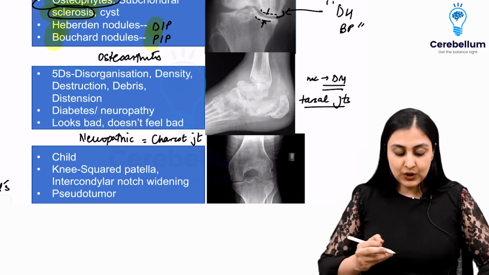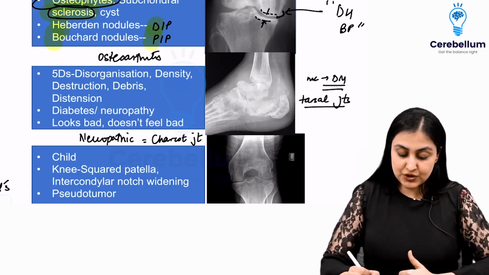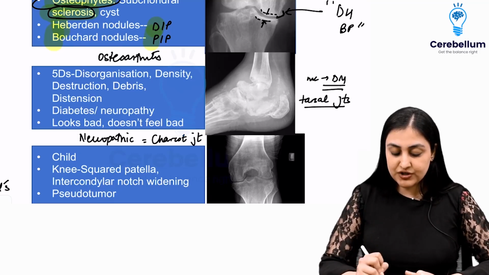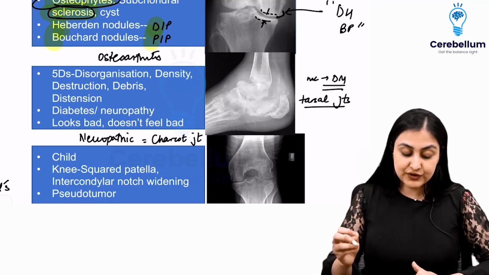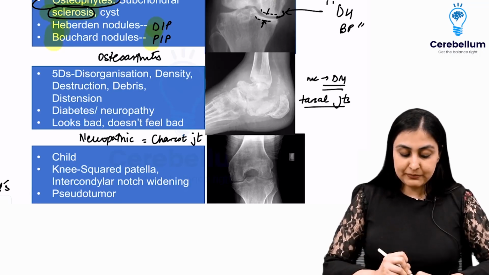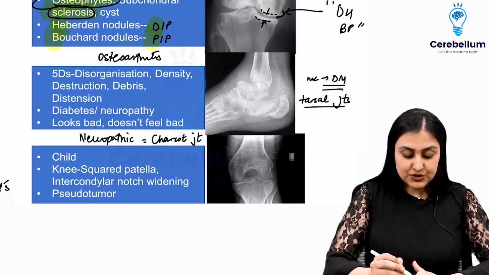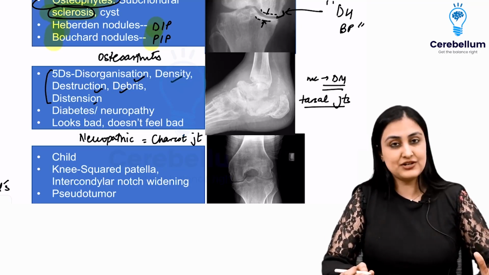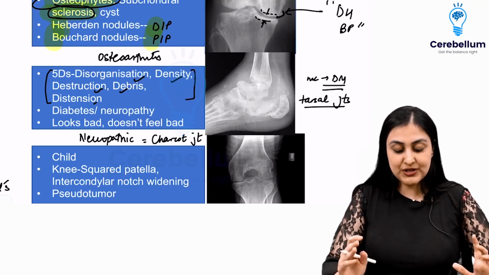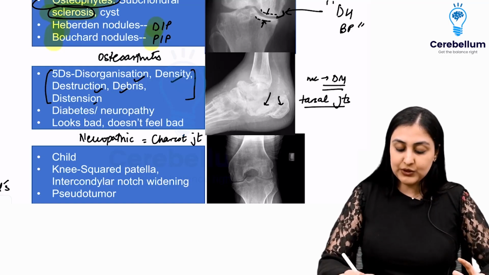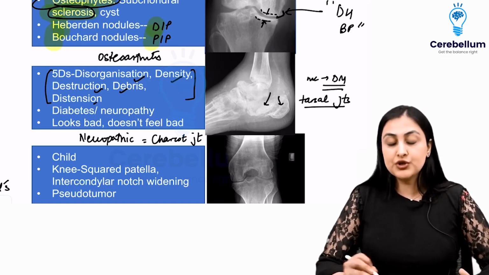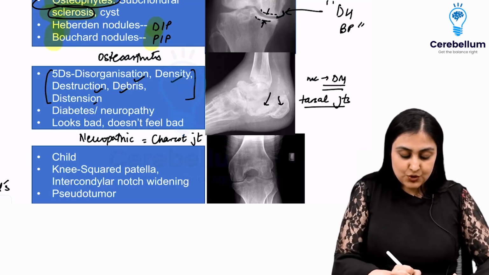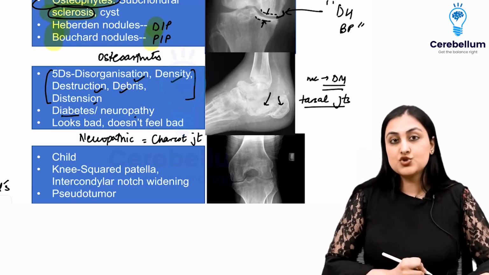So on the X-ray, the hallmark here are the 5 Ds. So you're going to have a lot of disorganization. As you can see, there's a lot of destruction happening. There is high density of the bones, and you have a lot of debris as well as distension. Okay, so those are the 5 Ds: disorganization, density, destruction, debris, and distension. No need to remember this per se, but just get an overall idea that when you have destruction of the foot bones or the intertarsal joint, always consider diabetes mellitus, always consider a neuropathic joint.